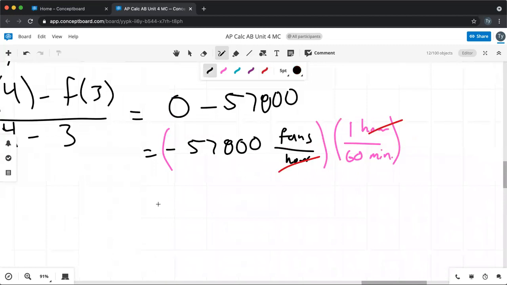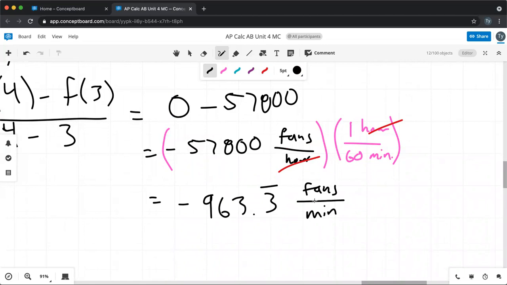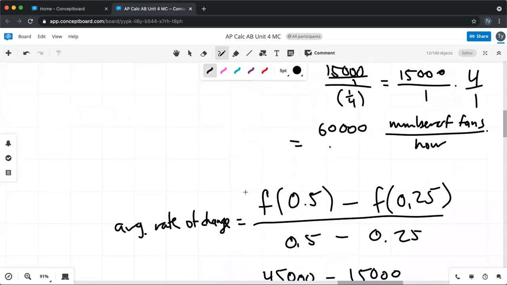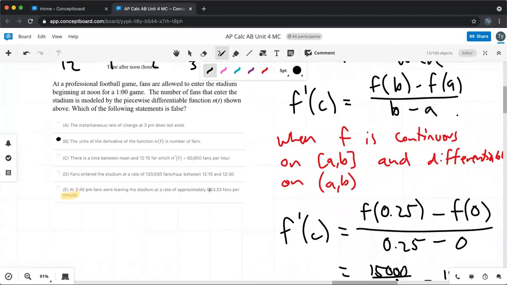This is no calculator, but if you were to do the long division, I'm going to save us the time here, you get negative 963.3 fans per minute. Okay, so this is negative 963.3333333. All right, so 963.33, great.